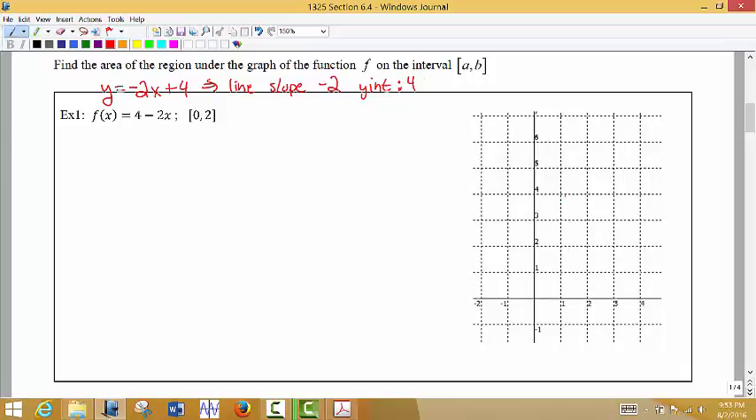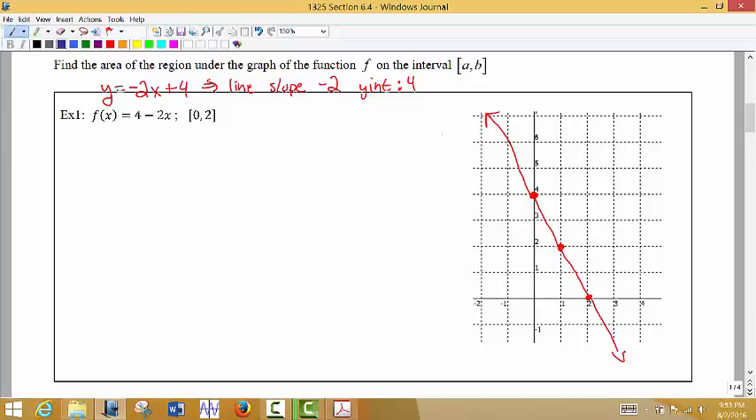So before we do anything, let's just look at the graph of what we're talking about. So we're talking about a line that has a y-intercept of 4, and then a slope of negative 2. So I'm going to go down 2 to the right 1, down 2 to the right 1. So here's our curve. Alright, so there's our curve. What we're looking at is to find the area between the curve and the x-axis.